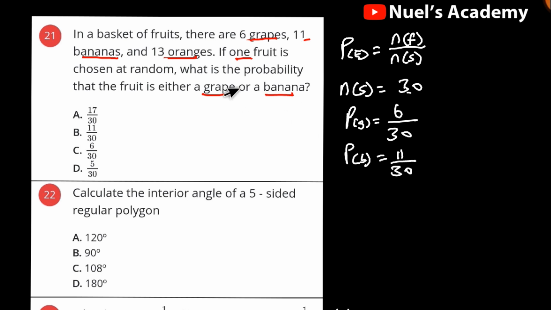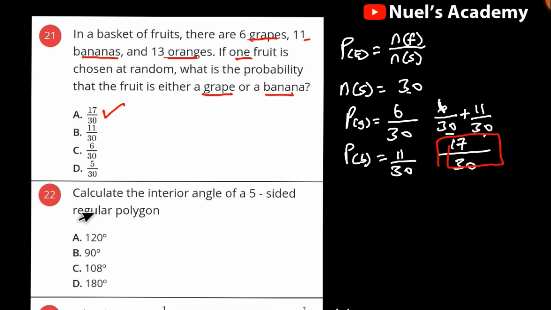So because of the word "or", we are going to add the probabilities. So we have 6 over 30 plus 11 over 30. The denominator is just 30, so we go ahead and add the numerators, which is 6 plus 11. 6 plus 11 is equal to 17. So 17 over 30 is the probability that the fruit is either a grape or a banana. And from the options, we have that option A is the correct answer.